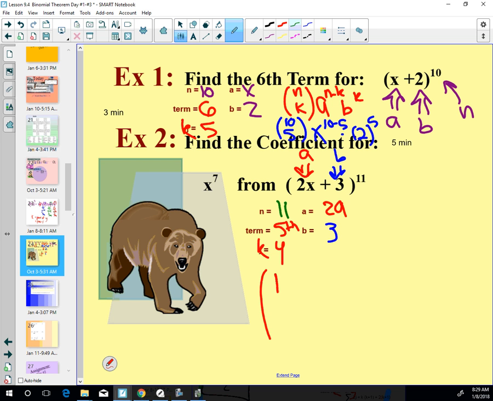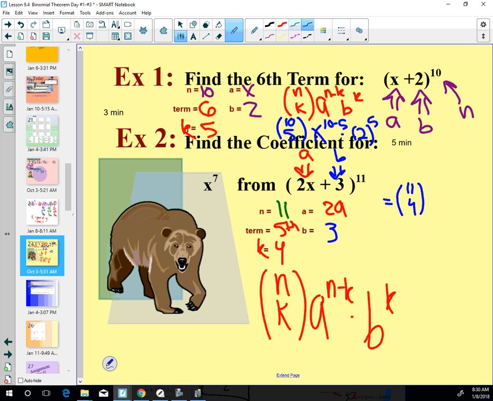So here's the formula. n choose k, a to the n minus k, times b to the k. So let's do it. This is 11 choose 4, times a, which is 2x, to the 11 minus 4, times b to the 4, which is 3 to the 4.